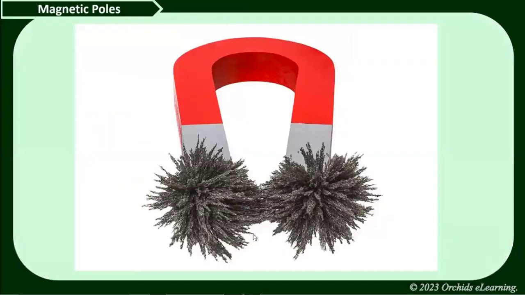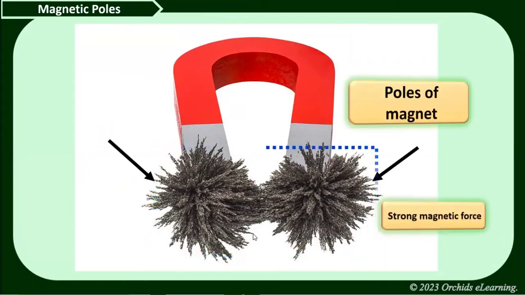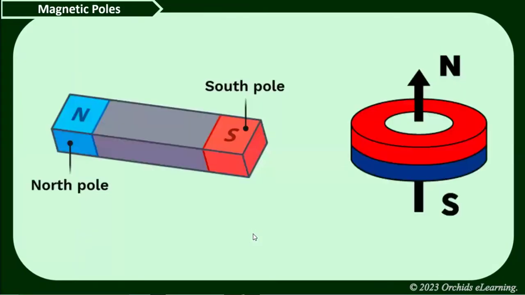When magnetic materials are brought close to a magnet, they do not stick evenly to all parts of the magnet. Most of them stick on certain parts of the magnet. They are called the poles of the magnet. Magnetic forces are the strongest at the poles. There are two types of poles in every magnet, irrespective of its shape. These are called the North Pole, N, and South Pole, S.